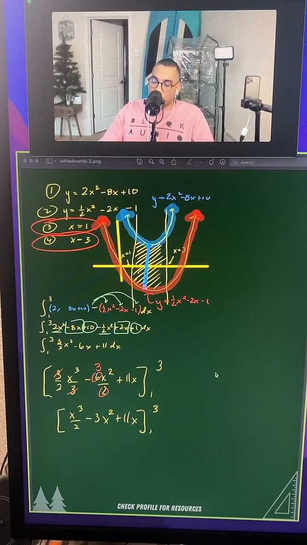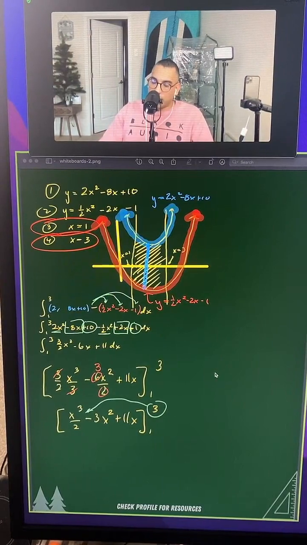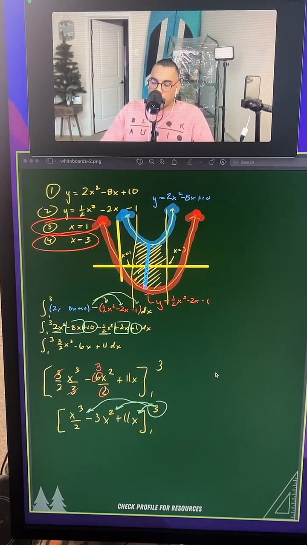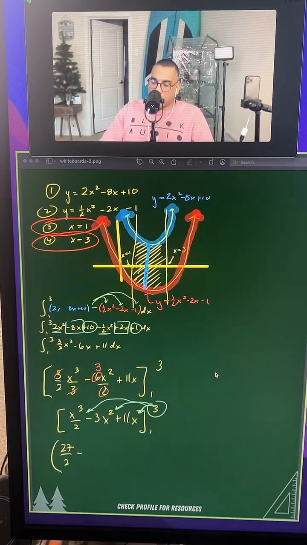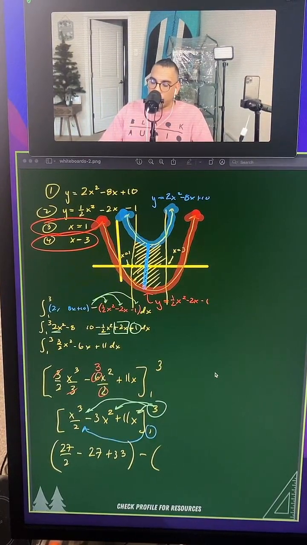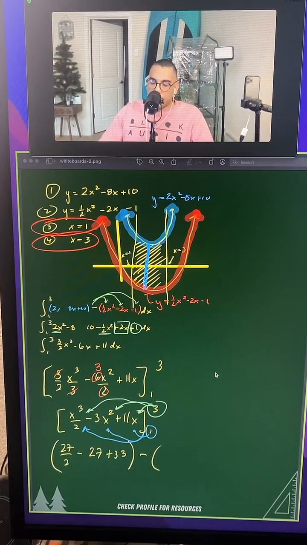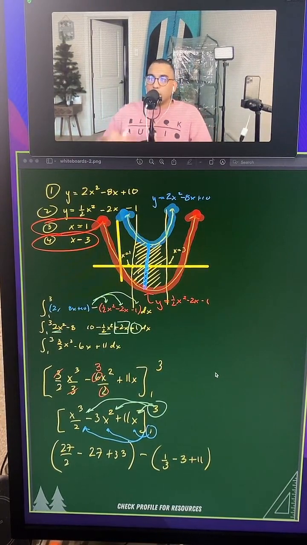Okay, if you recall first fundamental theorem of calculus, we're going to go ahead and implement the 3. Plug everything in. So that's 27 over 2 minus 3 times 3 squared, which is 27, plus 33, and then minus, I'm going to go ahead and plug in the 1 into everything. And that's 1/3 minus 3 plus 11. All right, so let's go ahead and combine these things. This is the thing about calculus. It's kind of annoying because you have to know some fractions. You have to be very careful when you're combining these things, but it just takes some time, and honestly, it's not as difficult. You just have to be patient with it.